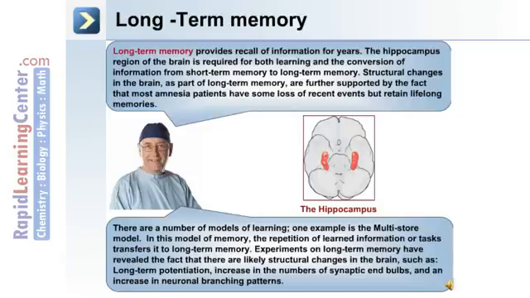There are a number of models of learning. One example is the multi-store model. In this model of memory, the repetition of learned information or tasks transfers it to long-term memory. Experiments on long-term memory have revealed the fact that likely structural changes in the brain take place, such as long-term potentiation, an increase in the number of synaptic end bulbs, and an increase in neuronal branching patterns.